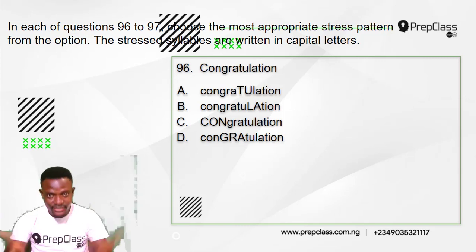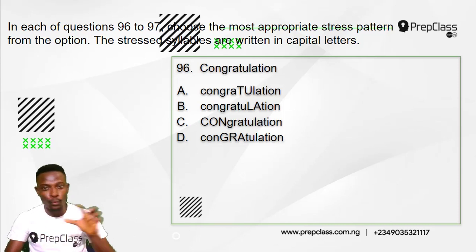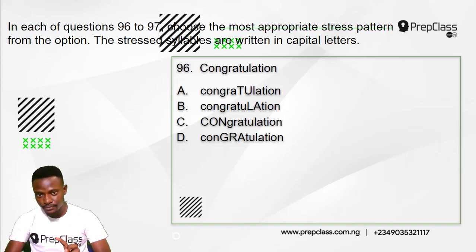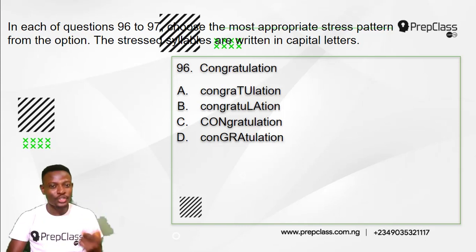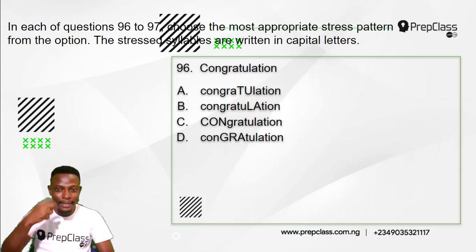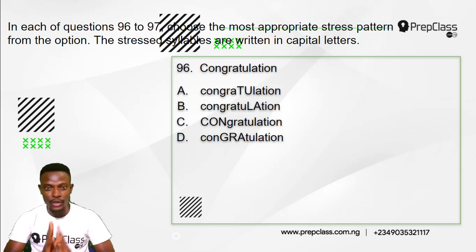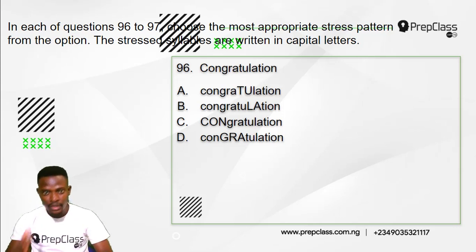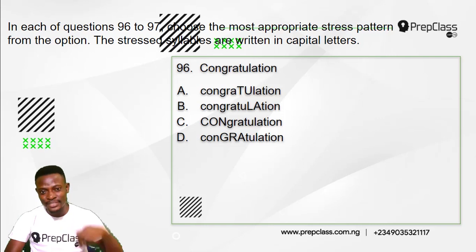For questions 96 to 97, there is a word for each question. Now, there is a list of options too, and from those options, we have to select the option that shows the correct placement of stress. The stressed syllable is written in capital letters in each option. Question 96, the word we have is congratulations. So we have to select the option that shows the correct placement of stress on the word congratulations.